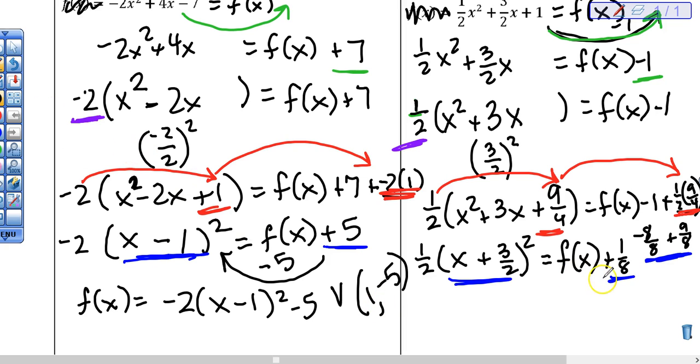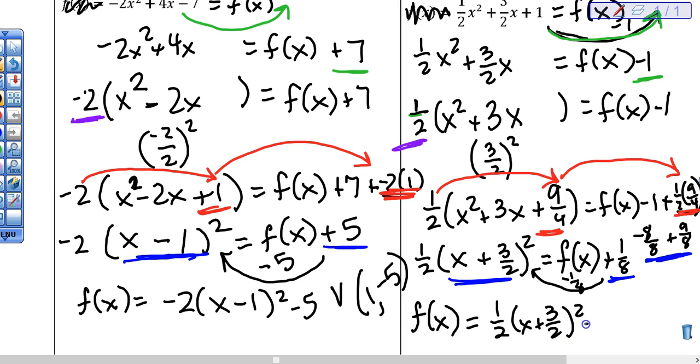And then lastly, we just reincorporate the 1/8 by subtracting it back to its original position. So we get f of x is equal to 1/2 of x plus 3/2 quantity squared minus 1/8. And then, of course, we identify the vertex because now we can see it. It is -3/2, -1/8. And there you go.